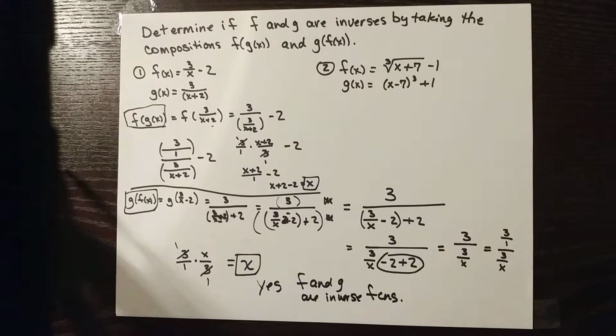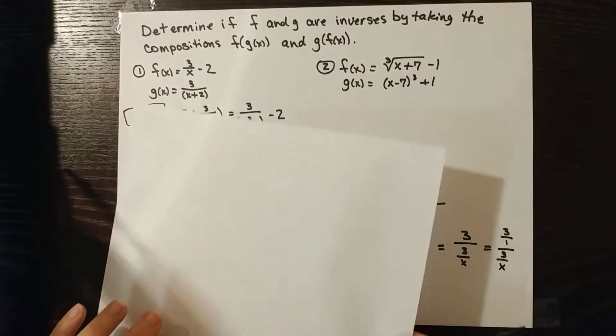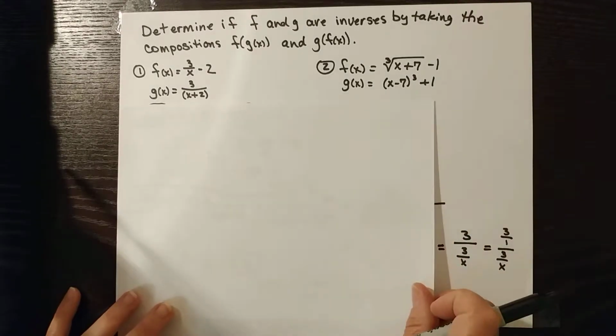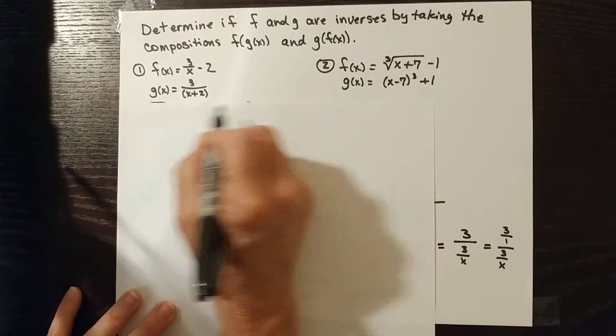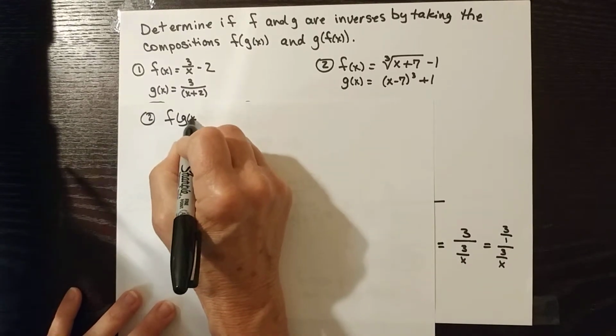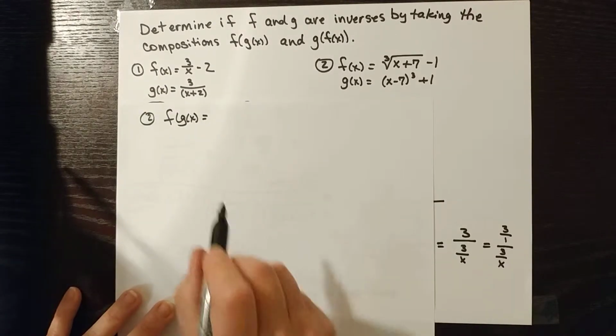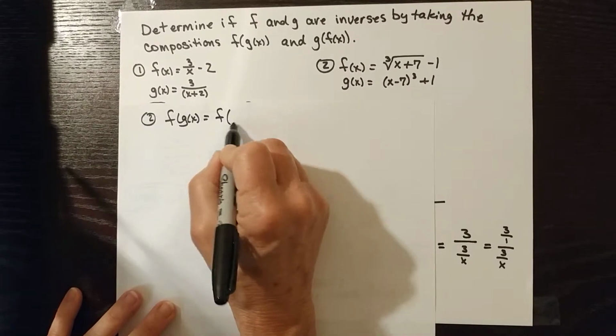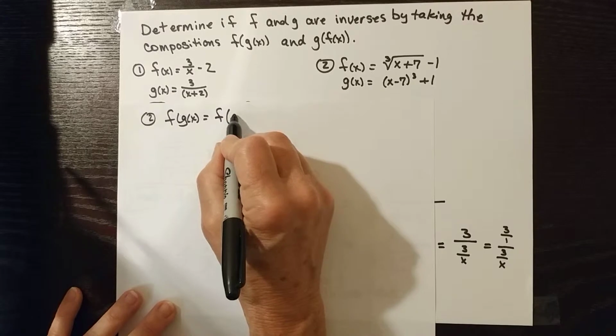I ran out of room, so here's some more paper. Let's look at number 2. And so number 2 goes like this. Here are my 2 functions for this one. For number 2, I'm going to take, what is f of g of x?